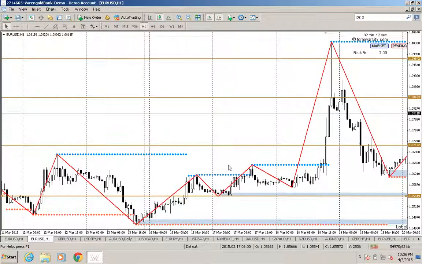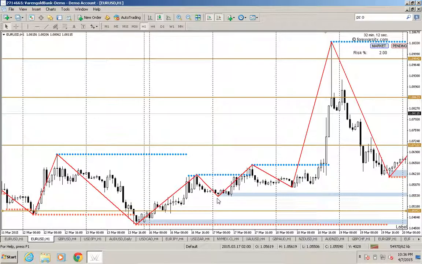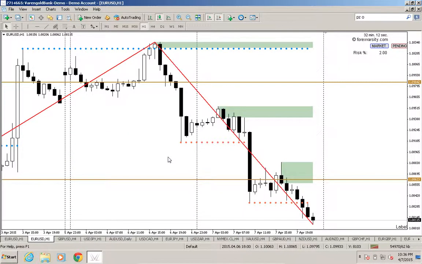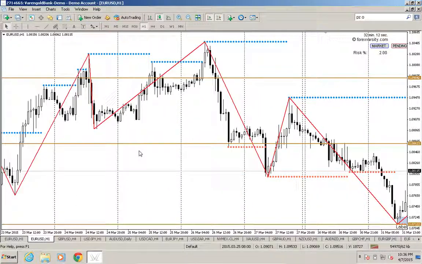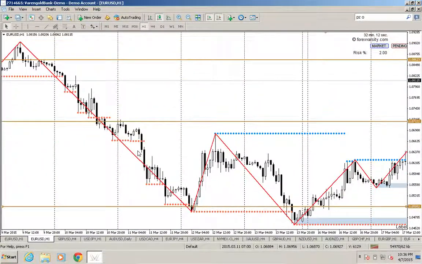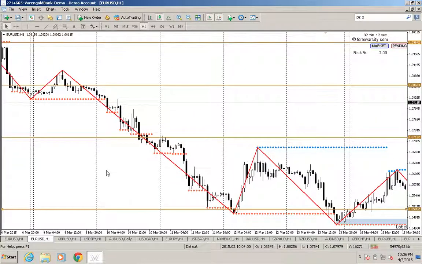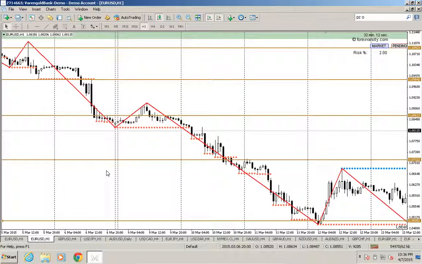So let's move on. And here again we have a hammer that formed our low. I wanted to zoom in to have a look at it, but it went away. Okay. Nothing really that catches my eye at the moment.